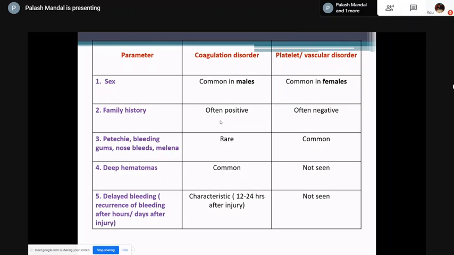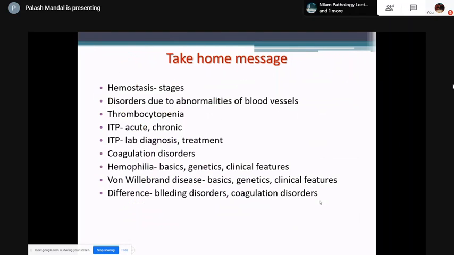Family history: often positive in coagulation disorders, often negative in platelet and vascular disorders. Petechiae and bleeding from gums and nosebleeds are rare in coagulation disorders, but common here. Deep hematomas are common in coagulation disorders and not seen in platelet and vascular disorders. Delayed bleeding, recurrent bleeding hours or days after injury, is characteristic of coagulation disorders like hemophilia, and rare in vascular disorders.